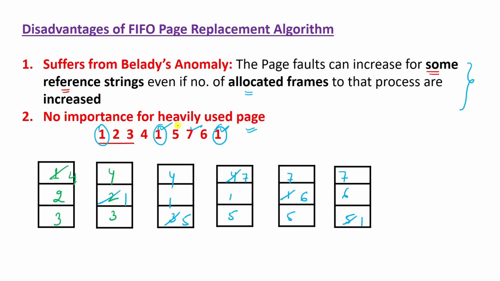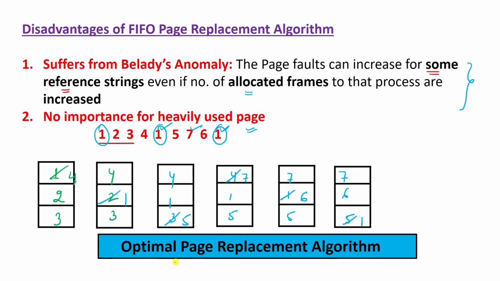Another disadvantage with FIFO was that this algorithm does not take into consideration whether a page is getting used a lot or not. Let's say in this reference string, 1 is getting used a lot of times. But FIFO is just a straightforward algorithm. Whichever page came into the main memory first, that is the oldest page, should just be removed or replaced. It does not take into account whether the replaced page is getting used very often or not. I have already discussed these disadvantages in detail, so you can watch those videos.